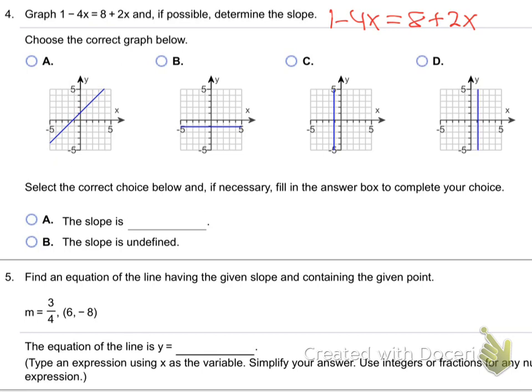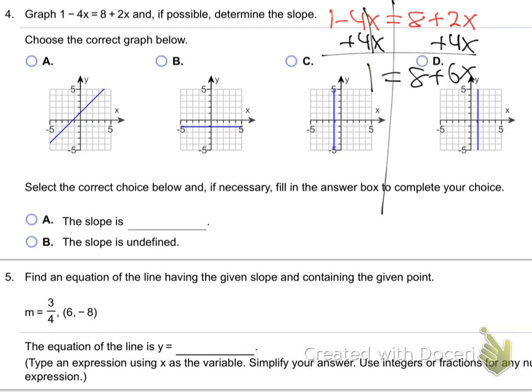Yeah. All right, so solve for x here. Let's add 4x to both sides. Boom. So we get 1 equals 8 plus 6x. And you could have subtracted the 2x either way. Just get rid of one of them. It doesn't really matter which one.